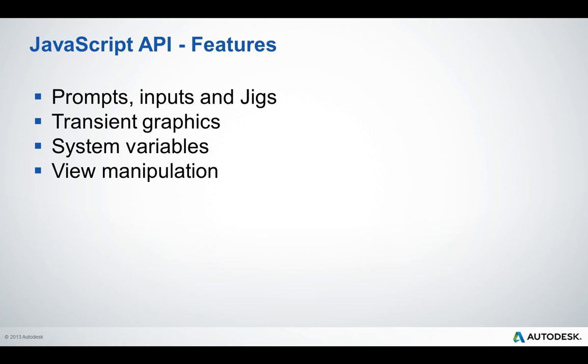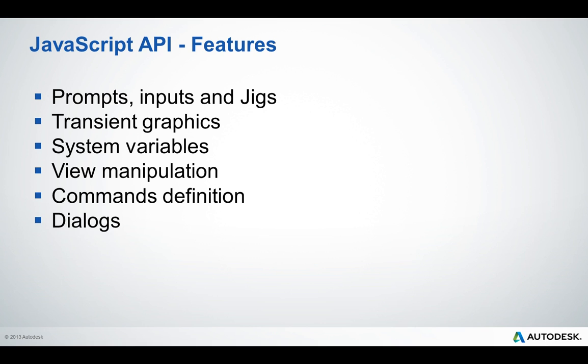System variables: the API will provide functionalities in order to read and write any system variables inside AutoCAD. View manipulation: you will have the ability to either read the view properties or set the view properties for the current view. You will be able to define JavaScript commands, and then those commands will be able to run from the UI as any other AutoCAD command.